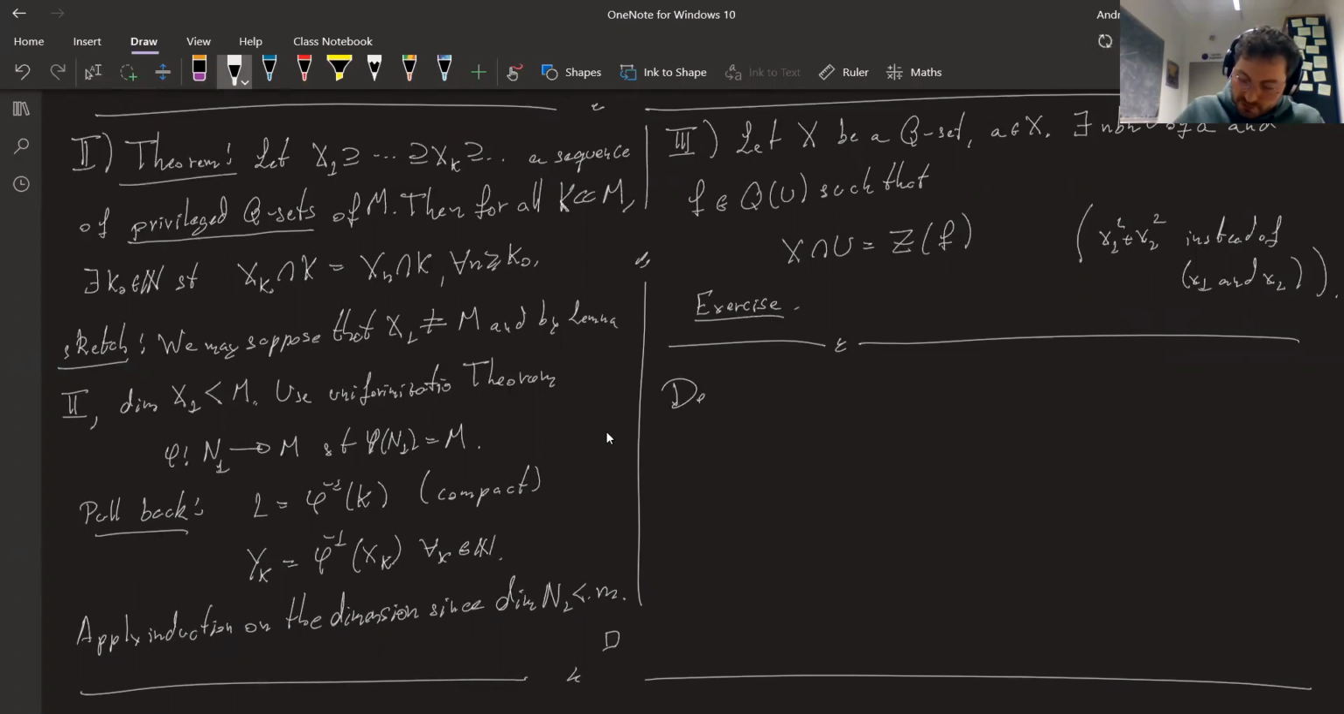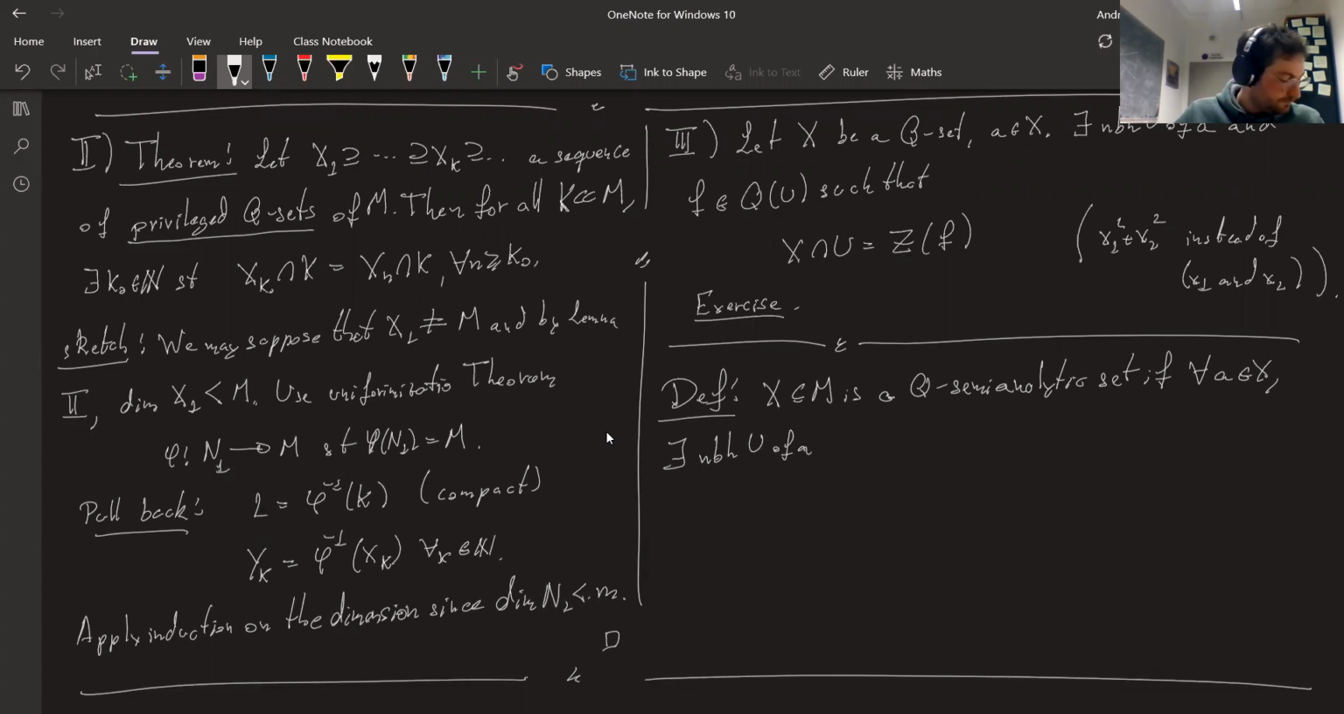Okay. So let's start with a couple of definitions. The first one: X in M is a Q semi-analytic set if for every point A in X, there exists a neighborhood U of A and F_i in Q of U, G_ij in Q of U.